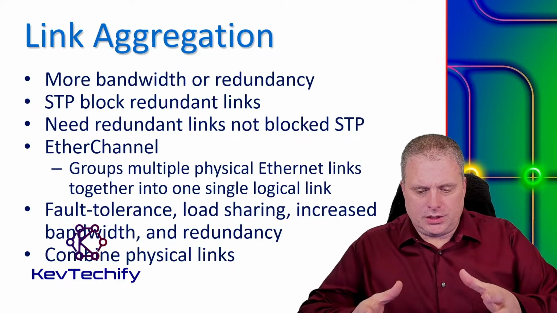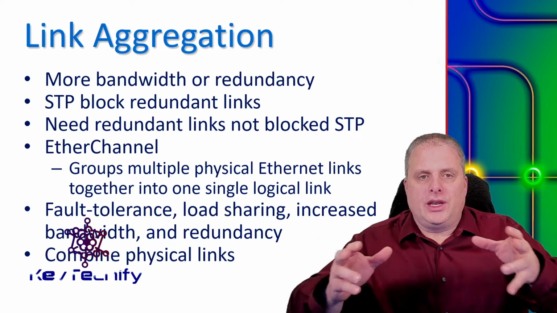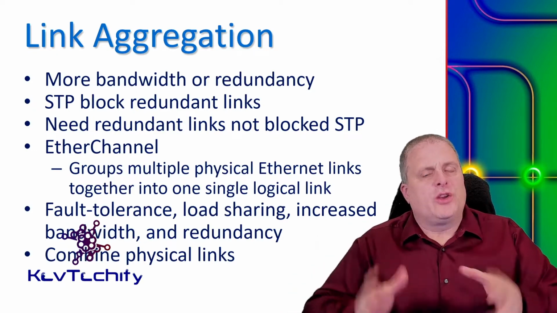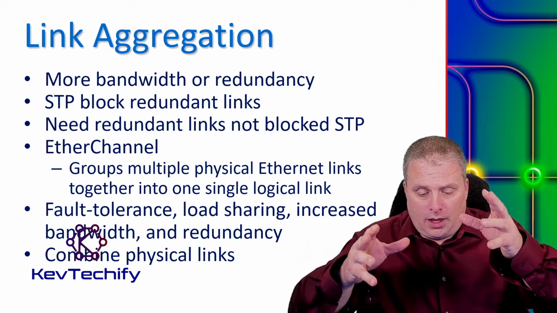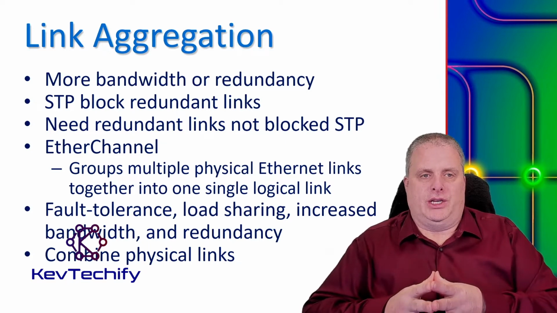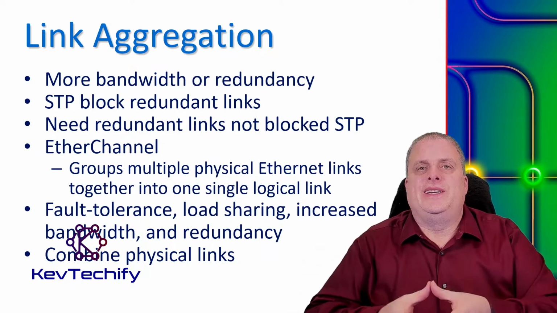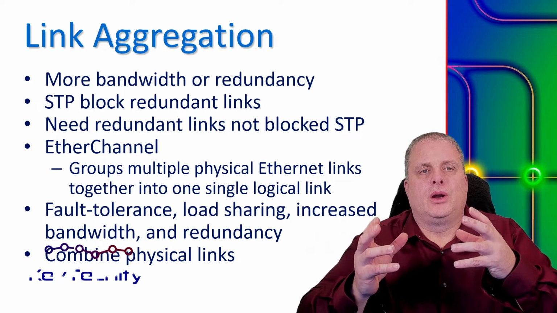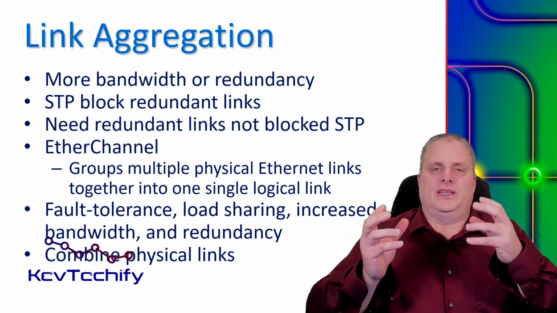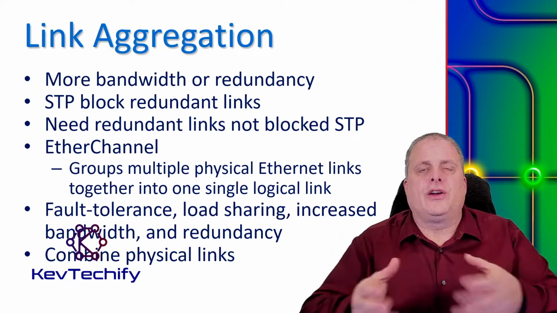There are places out there where you're going to need more bandwidth. You're going to need redundancy to make sure that your network doesn't go down. And how we can do this is something we call link aggregation. Link aggregation provides us the redundancy, but the problem with having these multiple, redundant links is our spanning tree protocol. It's going to block those links.